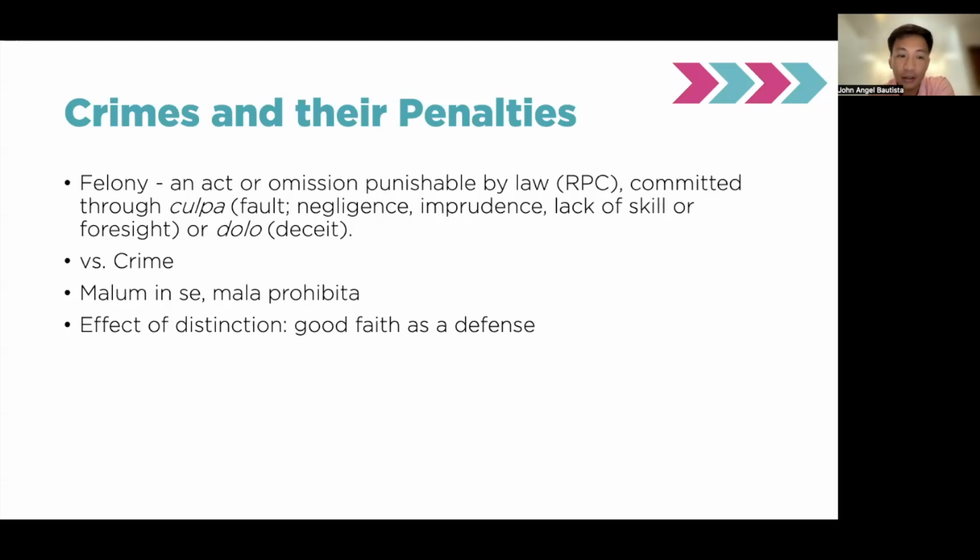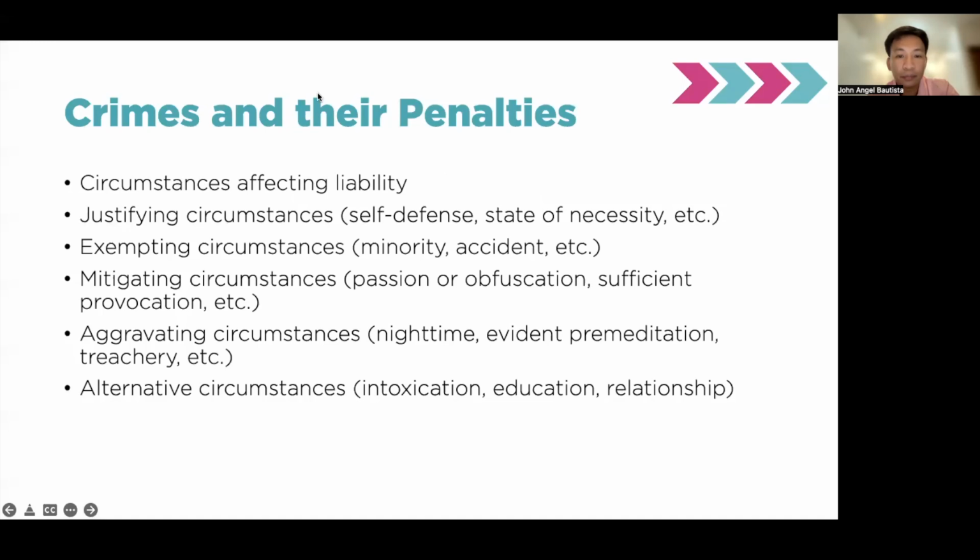So what is the effect of the distinction between mala in se and mala prohibita? In malum in se, good faith is a defense. So if, for example, you had nothing to do with the offense, or you acted in good faith when you did it, that is acceptable as a defense in malum in se, but in malum prohibitum it is not valid as a defense. Prostitution is malum in se, but I think that is debatable if you ask.